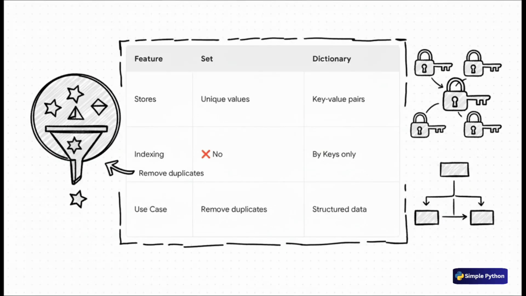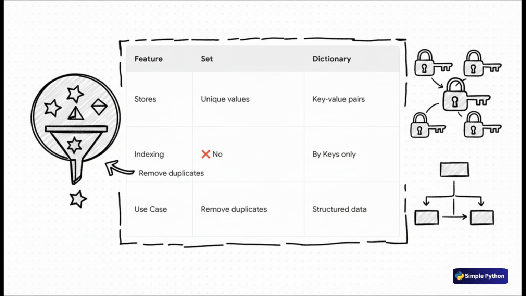The biggest difference is what they store. Sets are for unique, individual values. Dictionaries are for key value pairs, and that right there tells you when to use them. Reach for a set anytime you need to guarantee uniqueness, and use a dictionary anytime you need to connect a label to a piece of data.